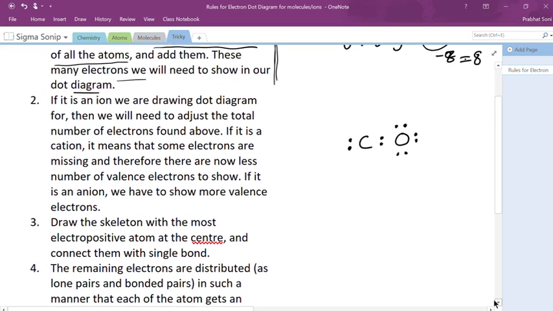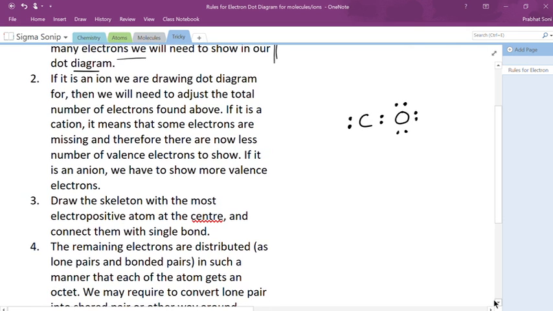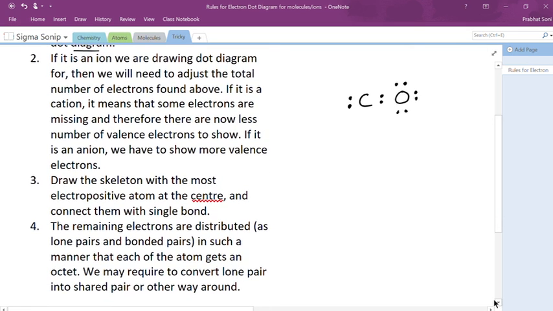Now I need to see whether all my atoms have a full octet or not. I see that oxygen has a full octet. I have used all my 10 electrons, and oxygen has a full octet, but carbon does not. So what I need to do is, out of the electrons that oxygen has, which are shown as lone pairs here, convert them into shared electrons, which means bringing them in between. Let me show what I'm going to do.